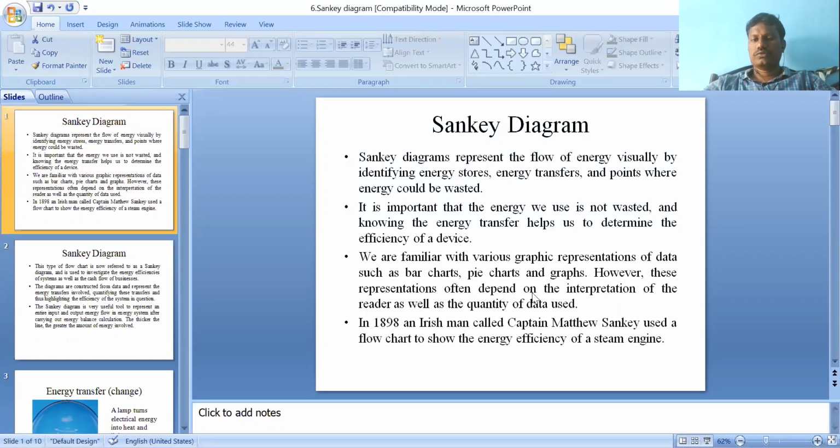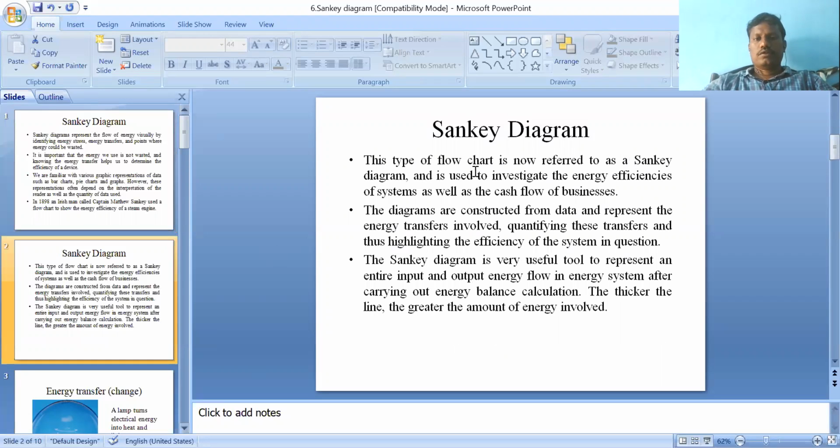So in 1898, an Irishman called Captain Matthew Sankey used a flowchart to show the energy efficiency of a steam engine. So Matthew Sankey used it as a flowchart to show the energy efficiency of a steam engine in 1898. That's why this diagram is called the Sankey diagram. And this type of flowchart is now referred to as a Sankey diagram.